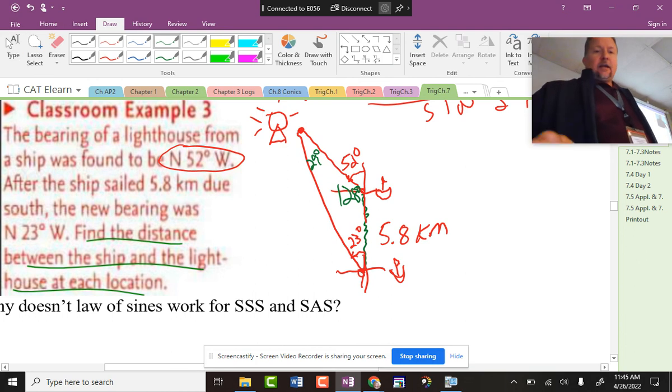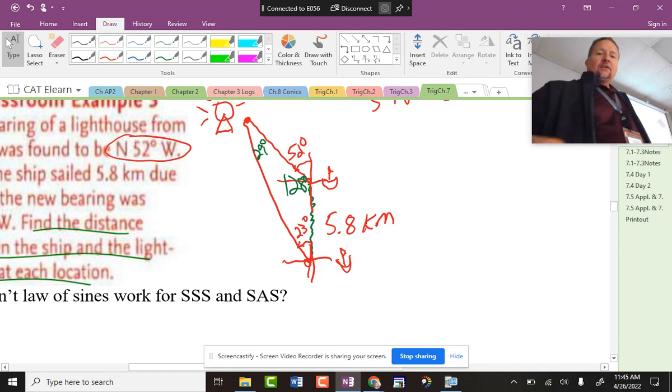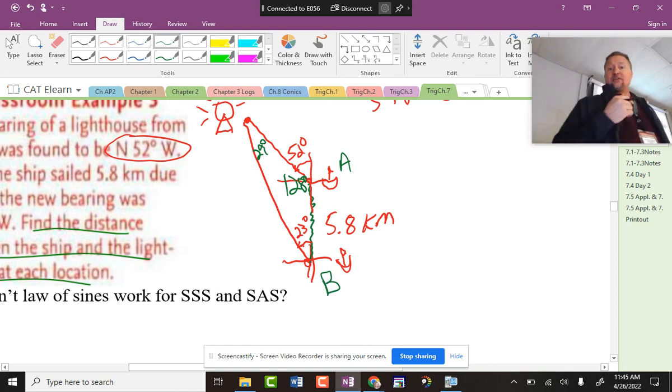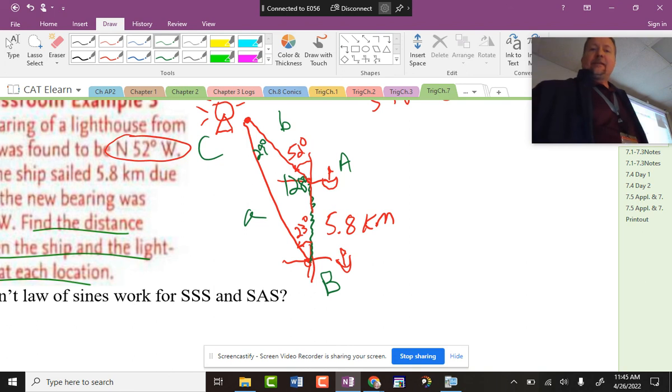So then what do they want? Find the distance between the ship and the lighthouse at each location. So we'll call this location A and this location B. Well, actually, that's not true. If we call this triangle ABC, then B would be the first location's distance, and A would be the second location's distance. So I kind of convoluted that a little bit.